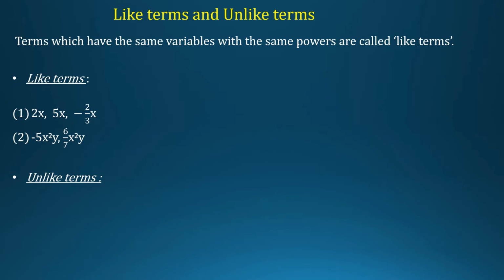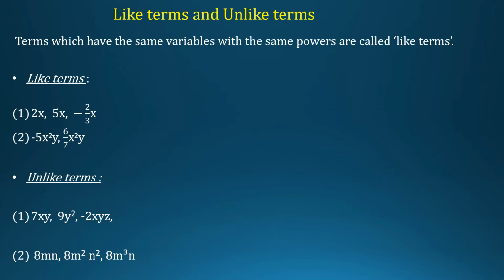Second is the unlike terms. Unlike terms are the opposite of like terms. That is, they do not have the same variables with the same powers. First example of unlike terms is 7xy, 9y square, minus 2xyz. Here we can see that all the three have different variables. That is, coefficient 7 has variable xy, coefficient 9 has variable y square and coefficient minus 2 has variable xyz. So all the three variables are different, hence these are called unlike terms.